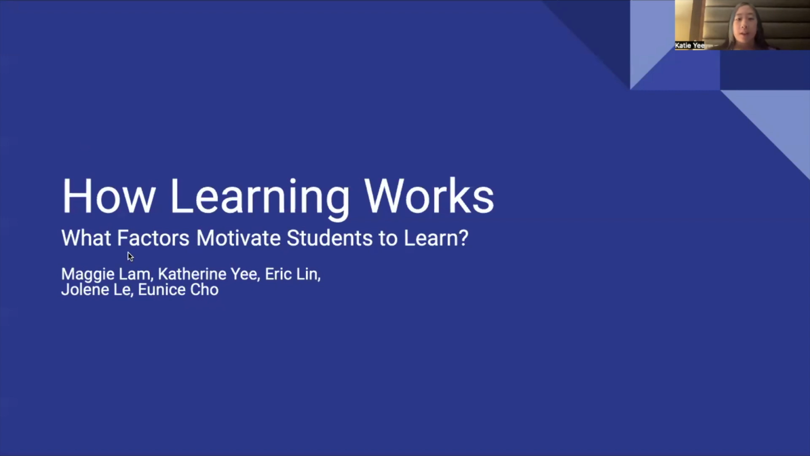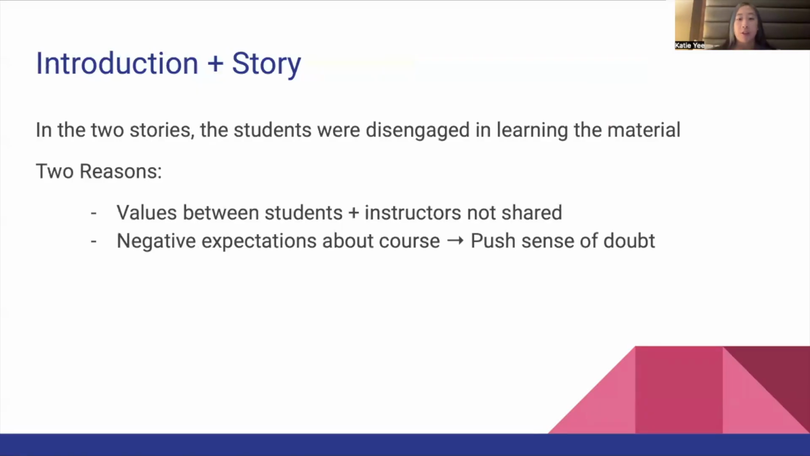Our group is presenting on Chapter 3 of How Learning Works: What Factors Motivate Students to Learn. In the introduction of this chapter, we are given two scenarios of students being unmotivated to learn in class. In the first one, we see an enthusiastic instructor disappointed by a lack of effort by their students because the values surrounding learning philosophy were not shared by both the instructor and the students.